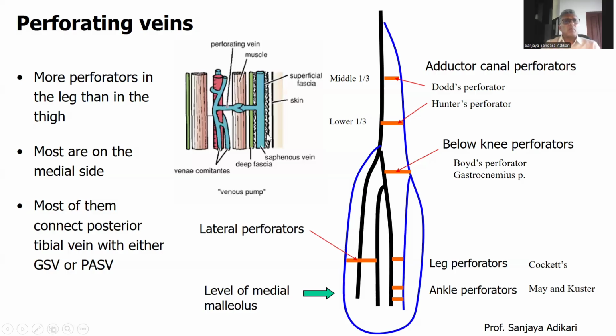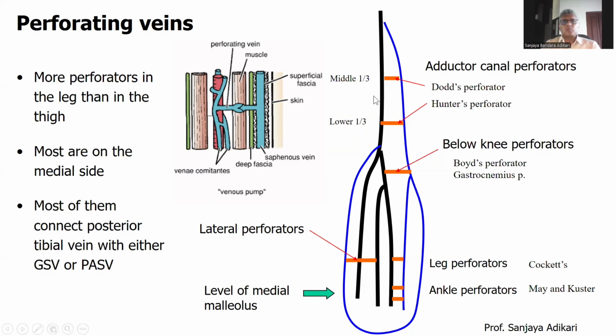But the important point is, I have mentioned some important points here. There are more perforators in the leg than in the thigh. So that's a general rule. And most perforators in the lower limb are on the medial side rather than on the lateral side. There are few perforators only on the lateral side.